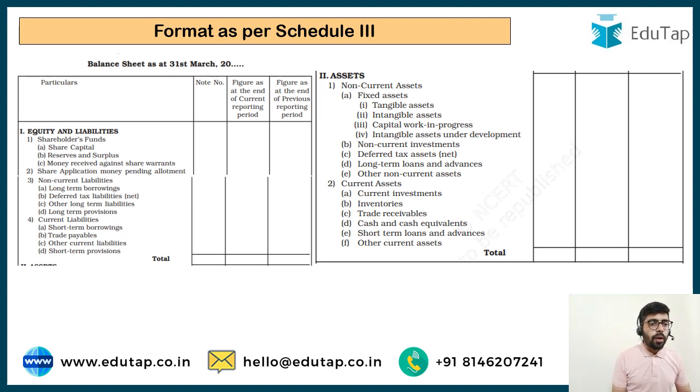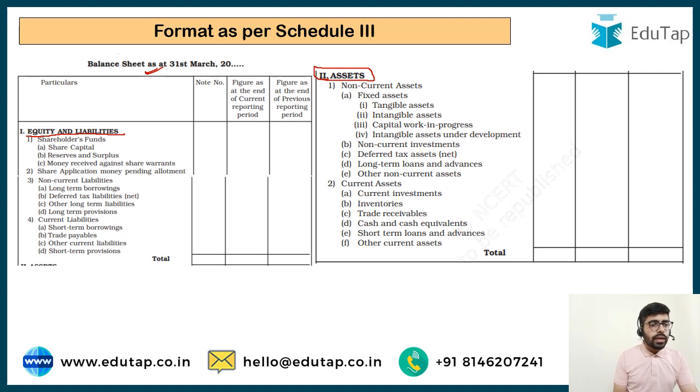Here is the format of the balance sheet as per schedule 3. You can see that this balance sheet contains 1, equity and liabilities, and 2, assets. So assets and equity and liabilities are going to be contained in this balance sheet. The formats have been given just to systemize the entire process, to make sure that every company follows this particular format and every investor can easily compare the financials of every company. This is why the formats have been standardized for the companies.